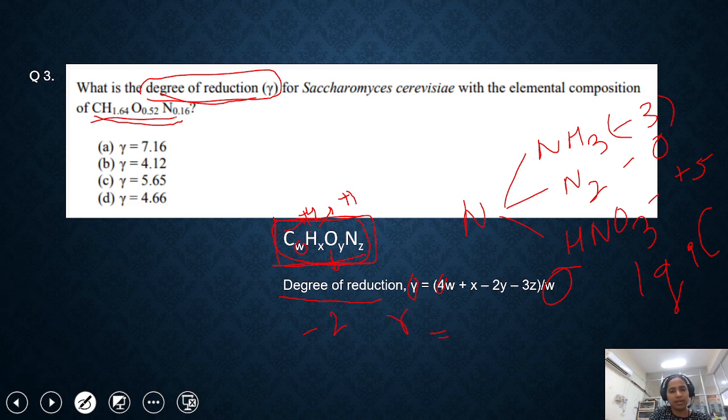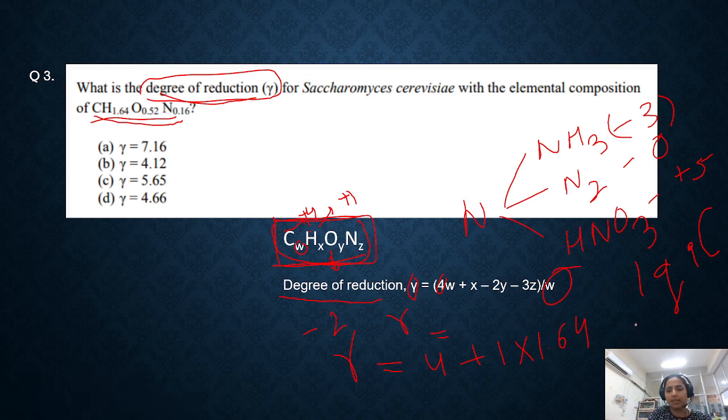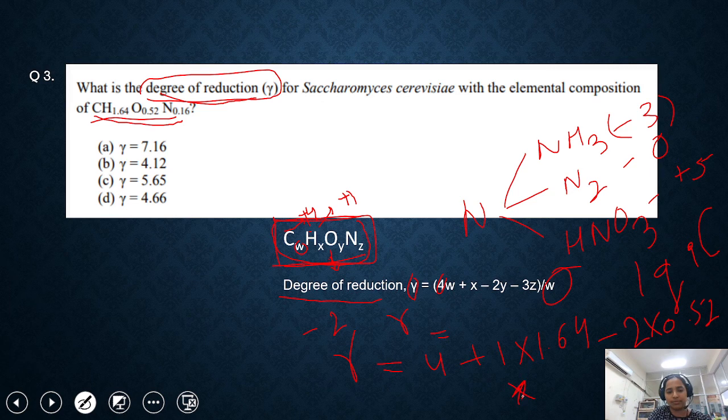That carbon, it is 4. So let's say gamma equal to 4. Then for hydrogen it is 1 into 1.64. Then for oxygen we consider it is -2 into 0.52. The elemental composition given will help you.